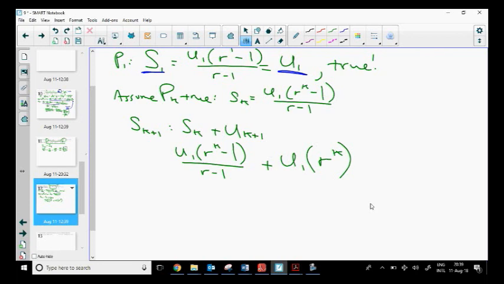All right. Ooh, this is looking interesting now. Let's simplify. So this is going to be u sub 1 r to the k minus u sub 1 over r minus 1 plus, I'm going to have to combine these in a second anyway.